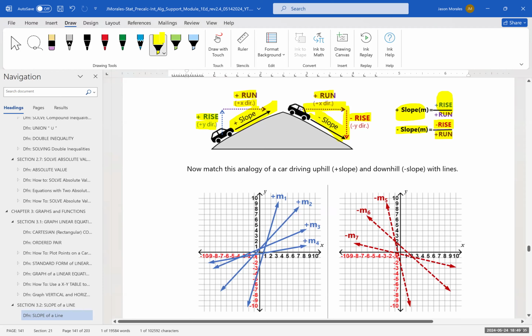So now let's match this analogy of a car driving up a hill, a positive slope, and downhill with a negative slope, with lines on an XY plane.